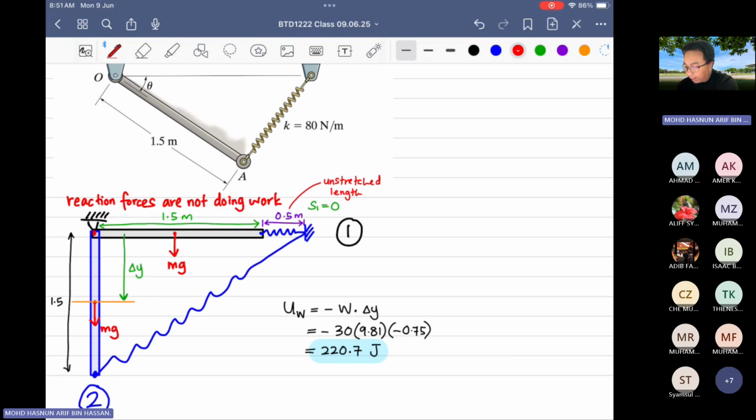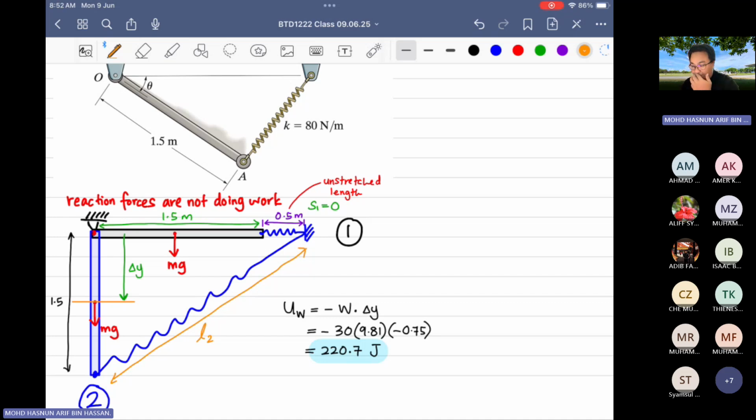Now we need to find S2. And please remember that this length of the spring is not S2. This is L2. Let's call this L2, the length of the spring at position number 2. But to find S2, we need to find L2 and subtract the unstretched length, which is 0.5. So that will be the value of S2.